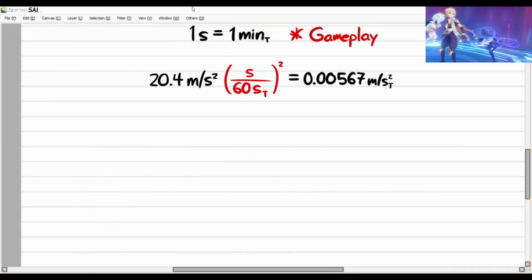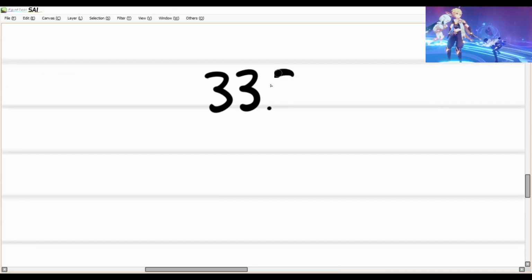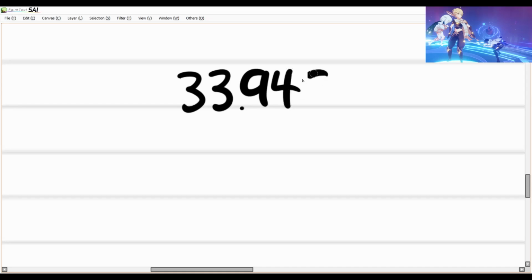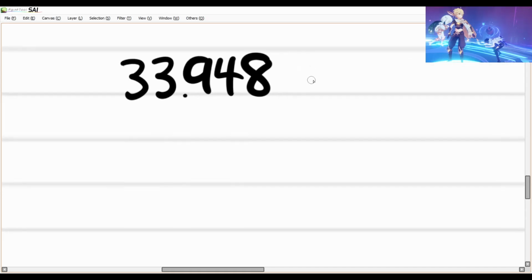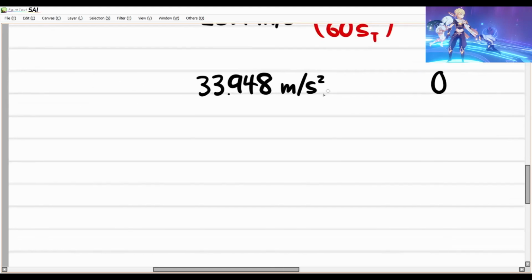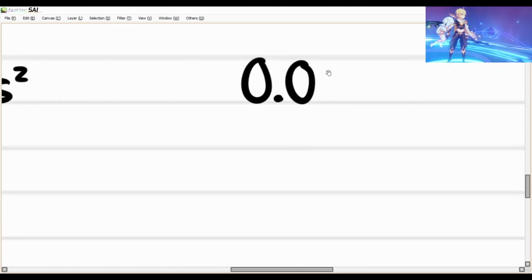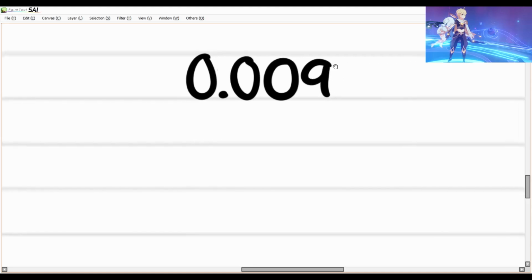Let me convert that the other way around. So we got 3.948. Wow, that is a really high gravitational acceleration. What? There is no way, because again, I measured gravity and it was very accurate. Something is wrong.